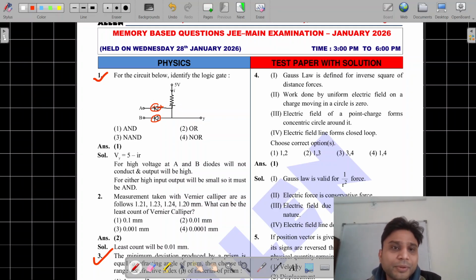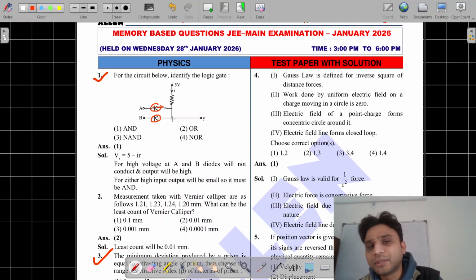Because of this, if A and B both are supplying no signal to the whole logic gate, then simply the 5 volt will provide the current to A, make it forward biased, and provide current to B, make it also forward biased. So all the current from 5 volt will flow to A and B, and none of the current will flow to the point Y.